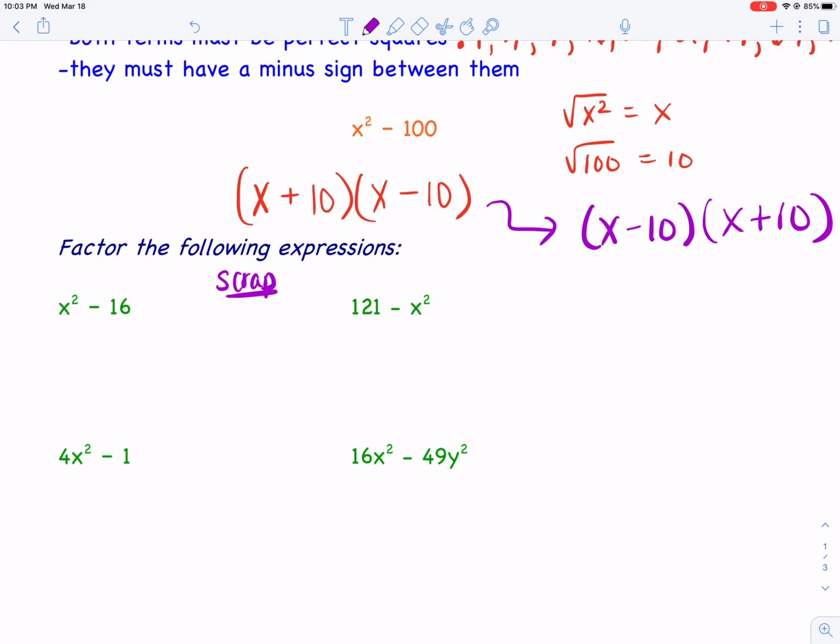Here, I first check in my first example, is this a difference of two perfect squares? I have the minus sign, I have x squared and 16, both perfect squares.